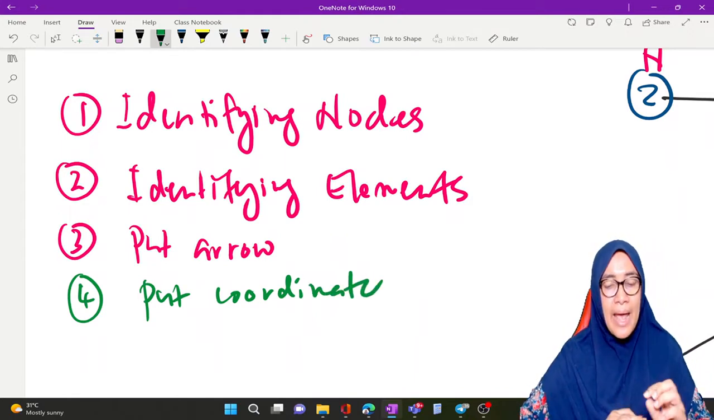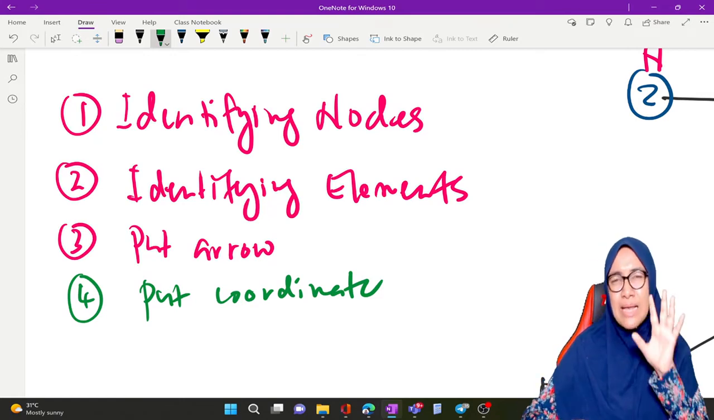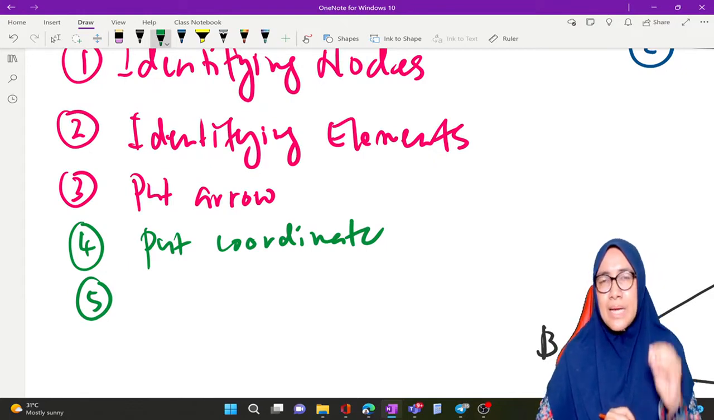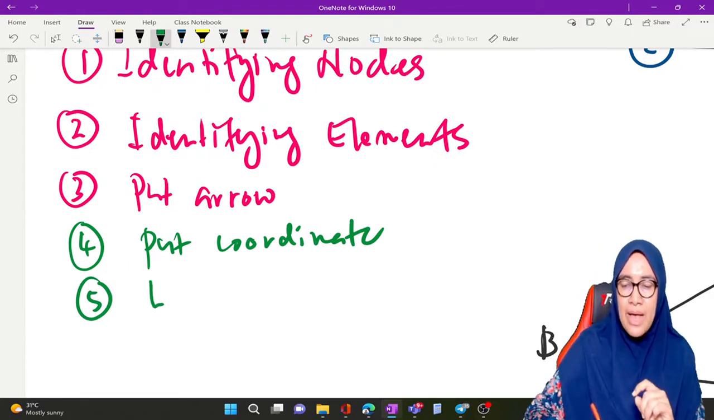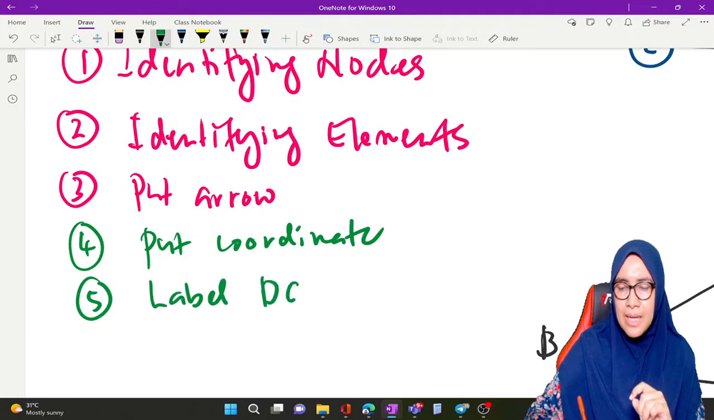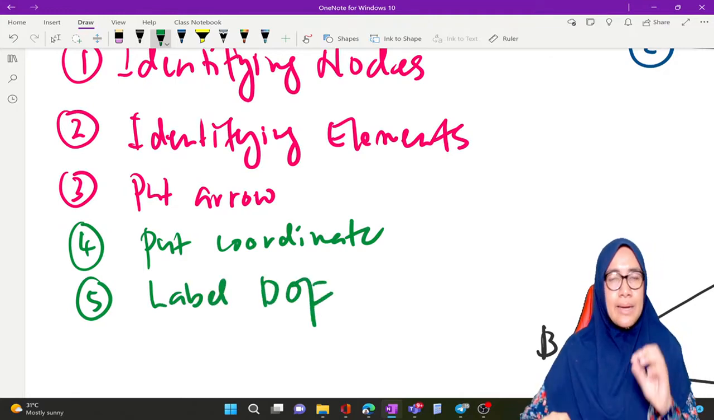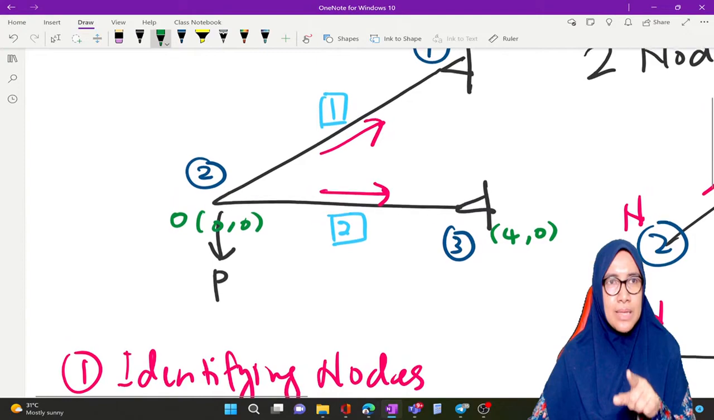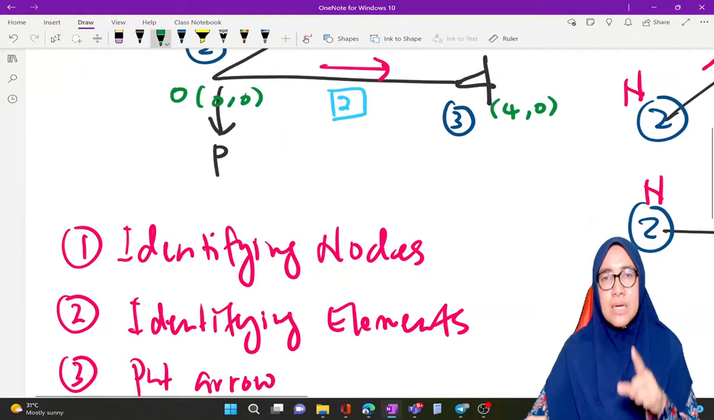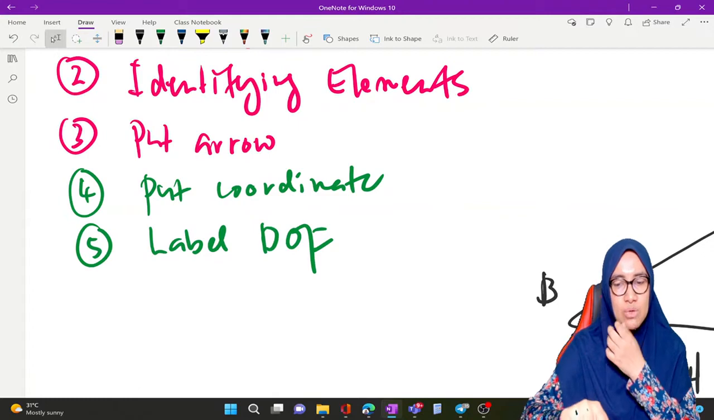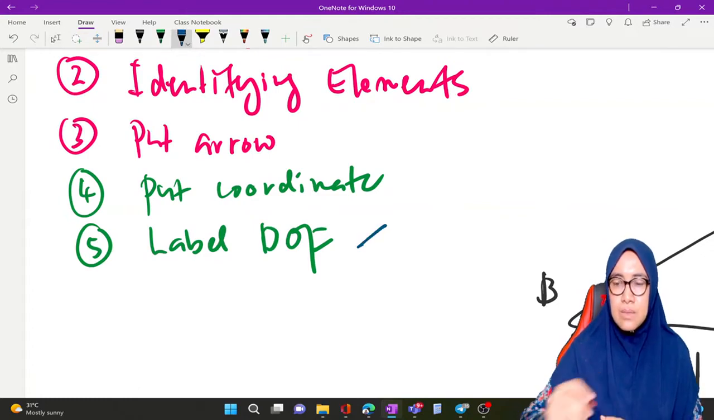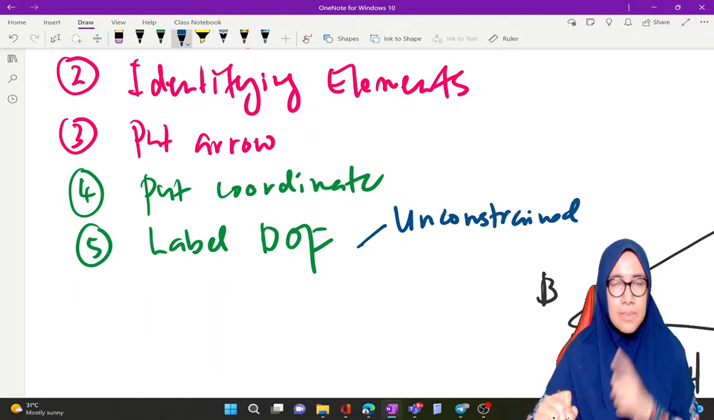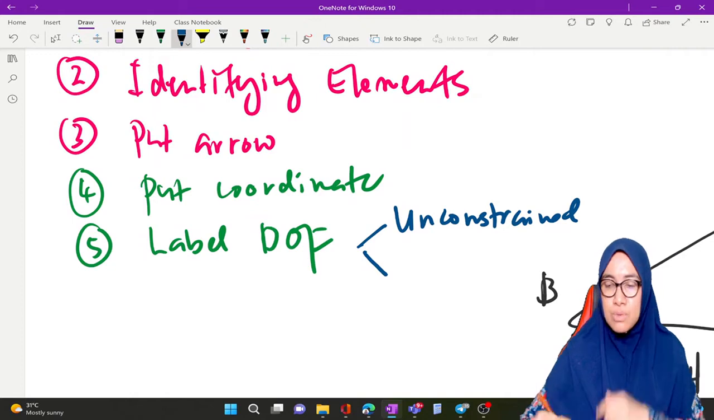Okay, and number 5, the most important part is to label the degree of freedom in this truss. We have to label the degrees of freedom according to unconstrained, number 1, and constraint, number 2.